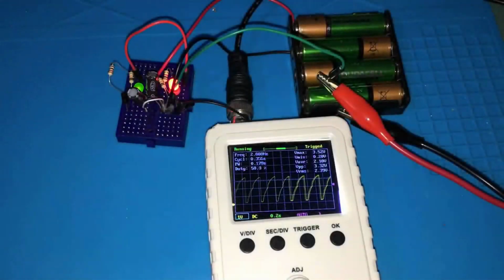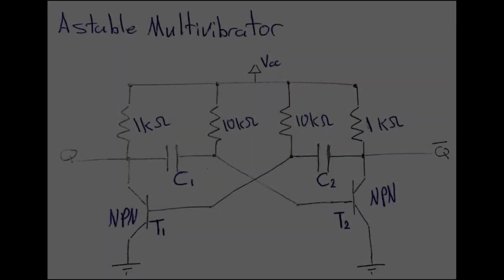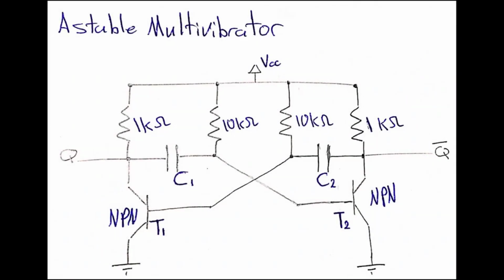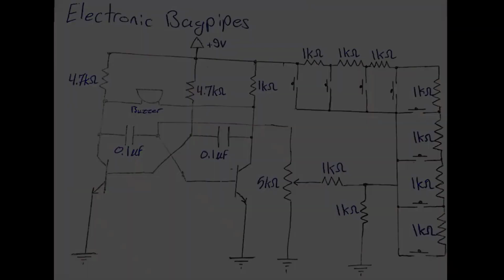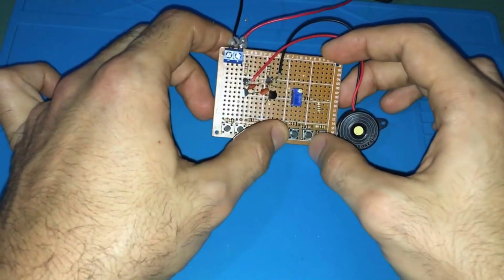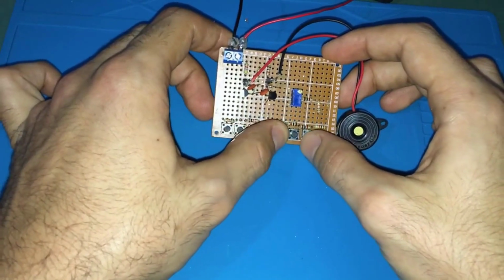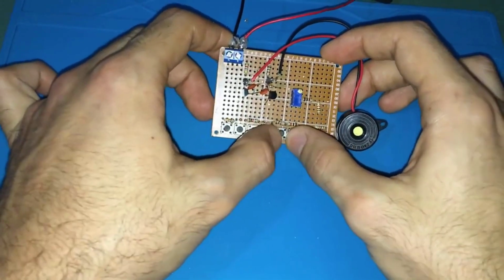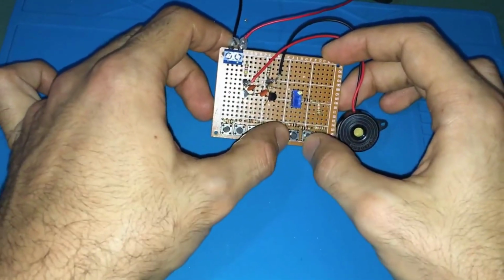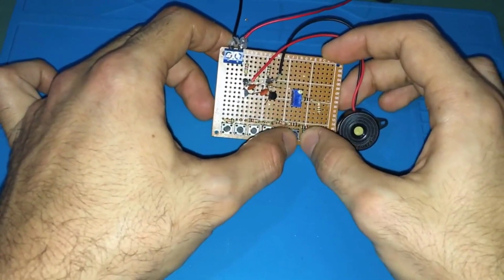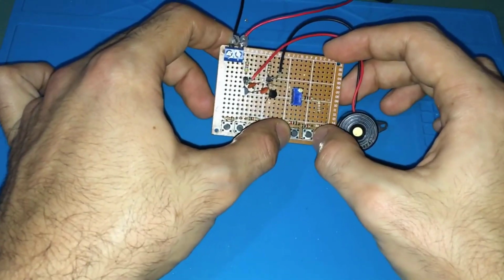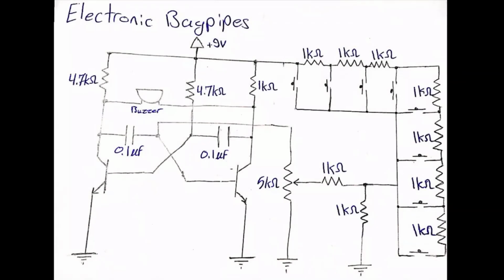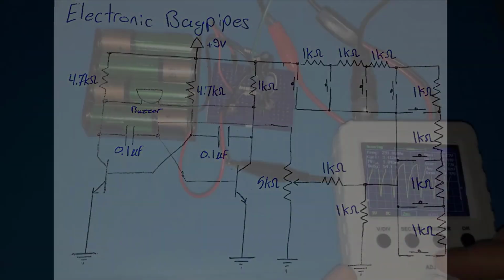Today in this video, we will build an astable multivibrator circuit using transistors, discuss the working principle of it, and we will even take this oscillator to the next level and build an electronic bagpipe. We are going to listen to different levels of frequency today, so get ready and let's start our video.